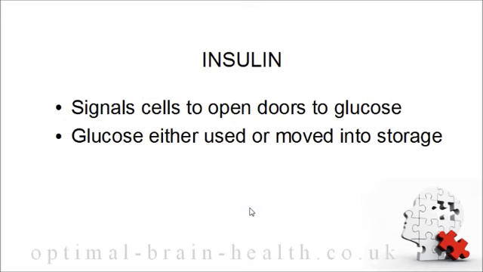So insulin is really a key player. Its job is to tell the cells to open their doors to glucose and take on glucose. And that will cause the blood level to come down. And the glucose is either put into storage or it's used directly for energy.